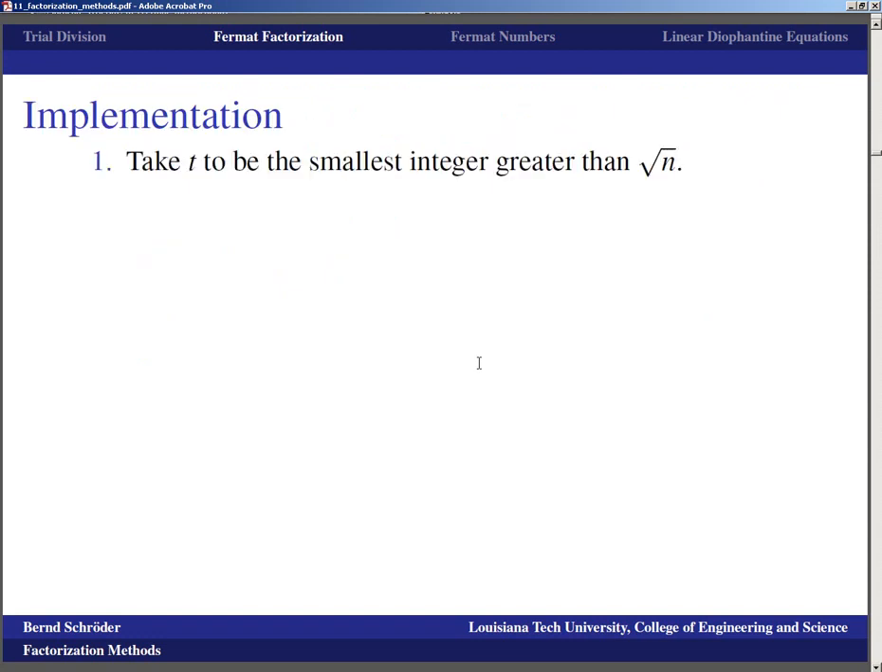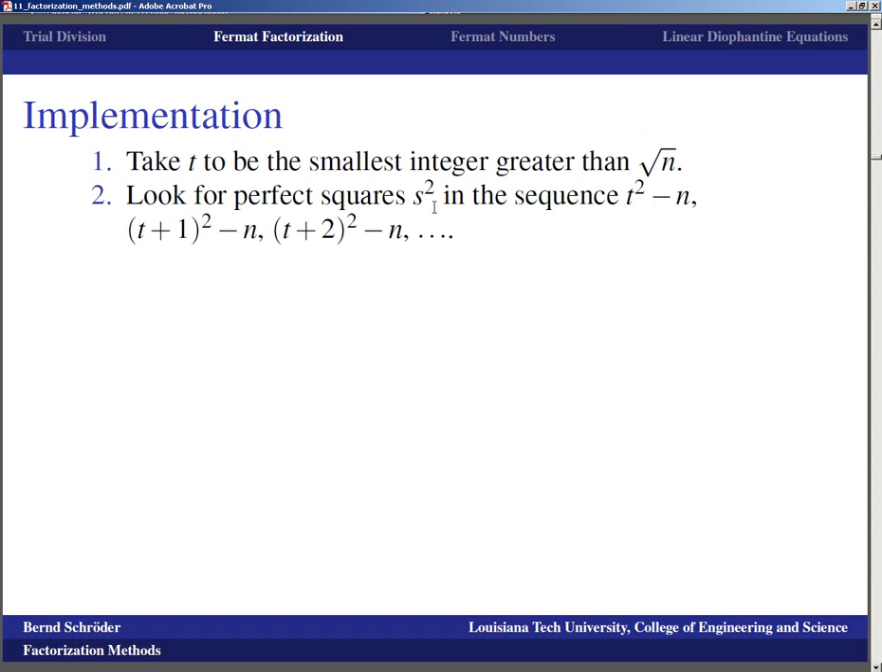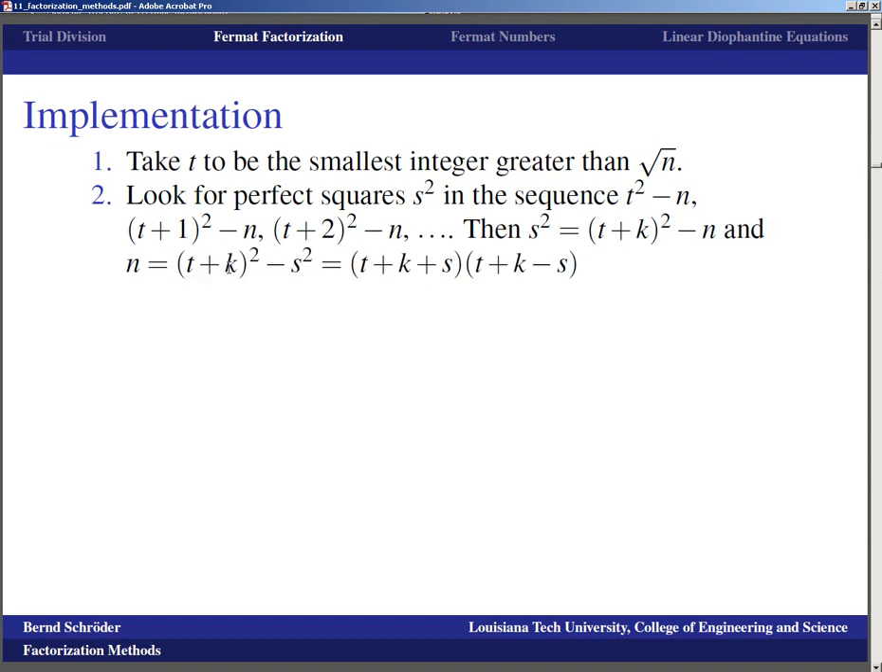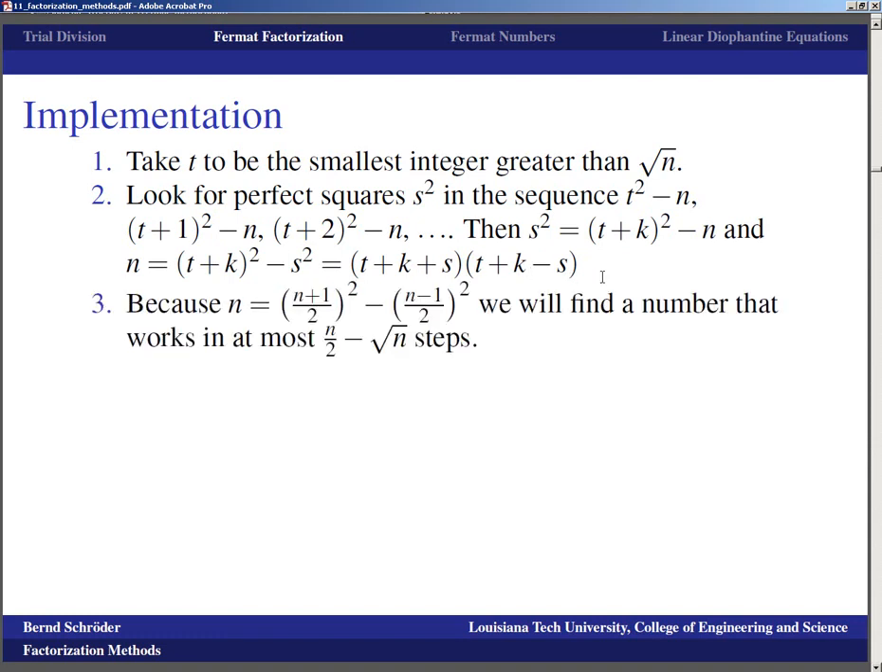But this can be implemented as a factorization method, because what we do know now is that any factorization goes along with a difference of two squares. So basically you could start by just taking your number t to be the smallest integer that is greater than the square root of n. And then you just look for perfect squares in the sequence t squared minus n, (t+1) squared minus n, (t+2) squared minus n, and so on and so on. And whenever you find a perfect square, well, then s squared equals (t+k) squared minus n would give you that n is (t+k) squared minus s squared, and we know that that's (t+k+s) times (t+k-s).